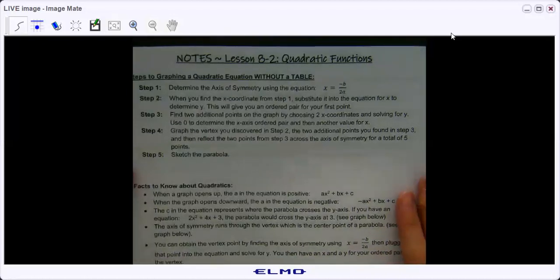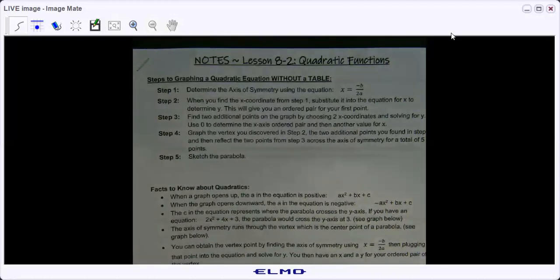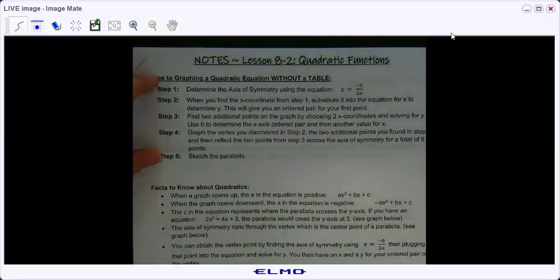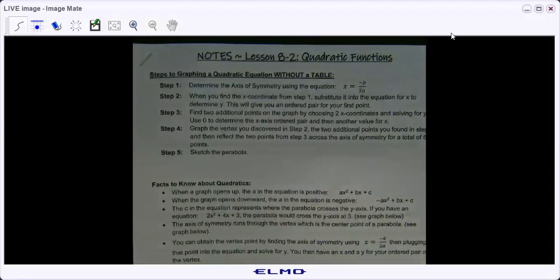So we are going to go over the steps for this because they are step by step right here. They're gonna sound just like the ones we did in lesson 1-1. And then I'm going to go over some parabola properties, some of the things that you can look for, and then we'll go ahead and get started on the notes. All right.